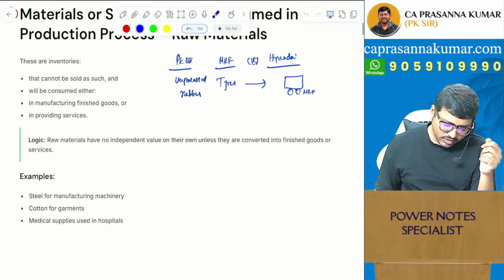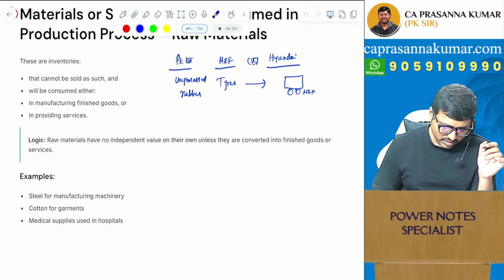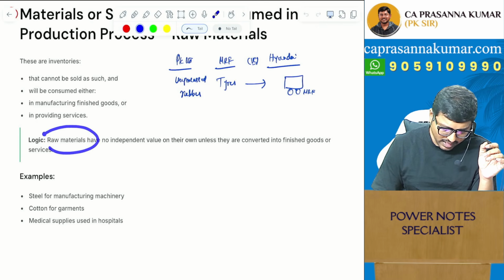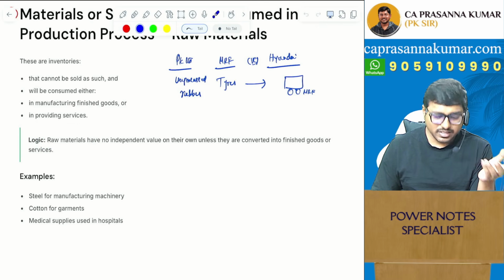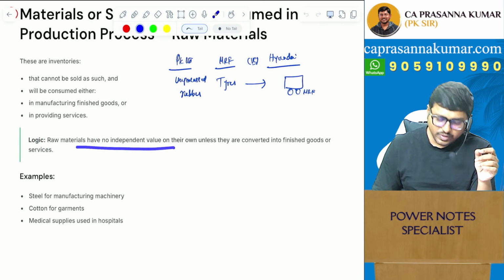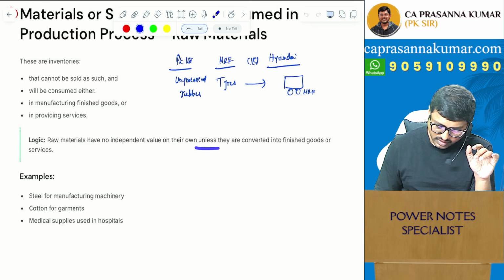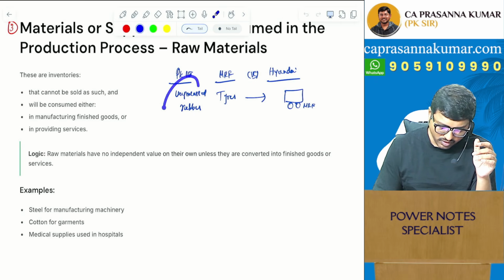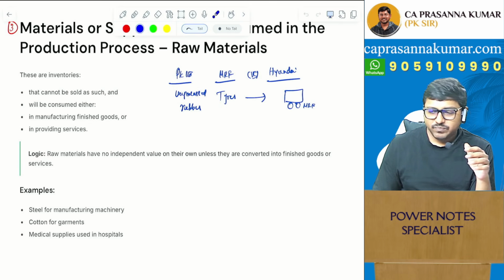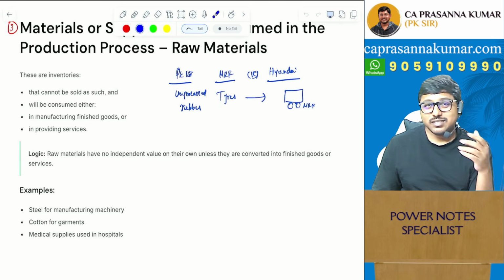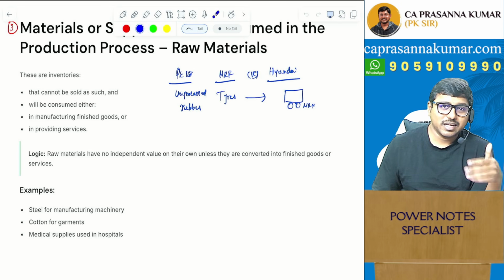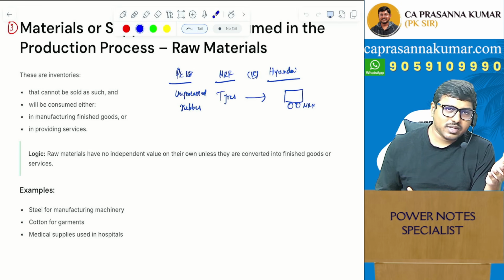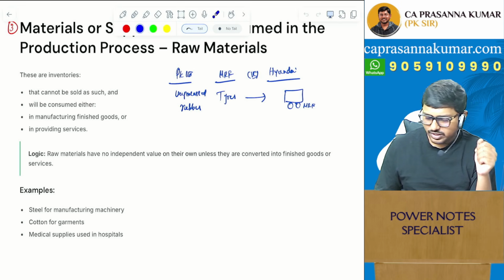So the point that you guys need to understand is, does raw material have any value on their own? The answer is no, right? They have no independent value unless they get converted into finished goods or what? Services. The best example I've got is unprocessed rubber over here. Now, you can come out with the logic saying that somebody has sold you that raw material, which means it can be sold, but your business is not that. So that's the perspective you have to look into. Got it?